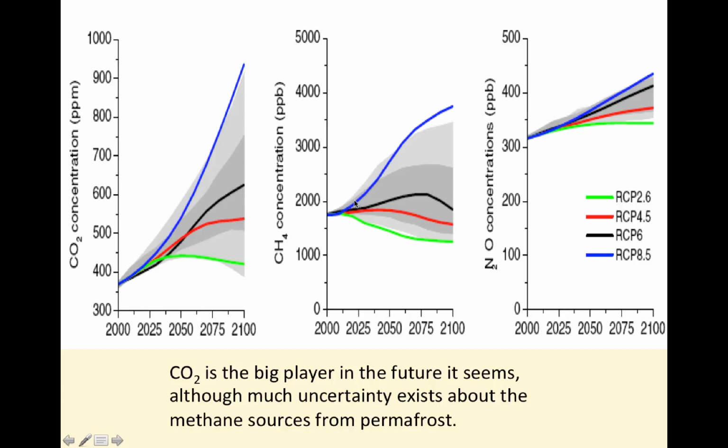Looking at methane, again, if you do the worst case scenario, fossil fuel burning, you're going to get a lot of methane. The other scenario is not as bad. In fact, the 2.6 scenario, methane will almost immediately start to decrease if we decrease our fossil fuel burning to almost nothing. Nitrous oxide, again, same kind of scenario. They go the same direction. So CO2 is a big player in the future, it seems, although there's plenty of uncertainty about the methane sources from the permafrost.